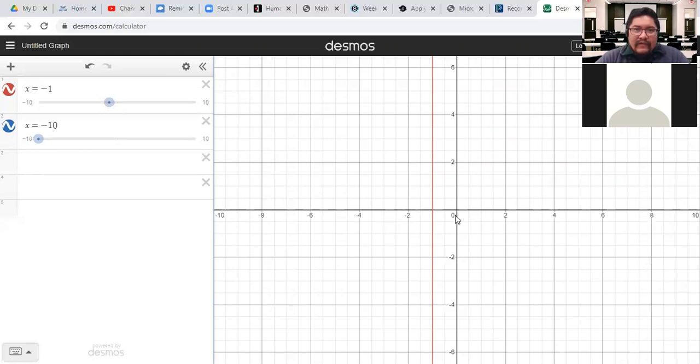Okay, now time for the function test. Will it pass the vertical line test? As I move my vertical line, nothing, but we have an intersection where it crosses more than once. In fact, it crosses an infinite number of times. So this one's not a function.